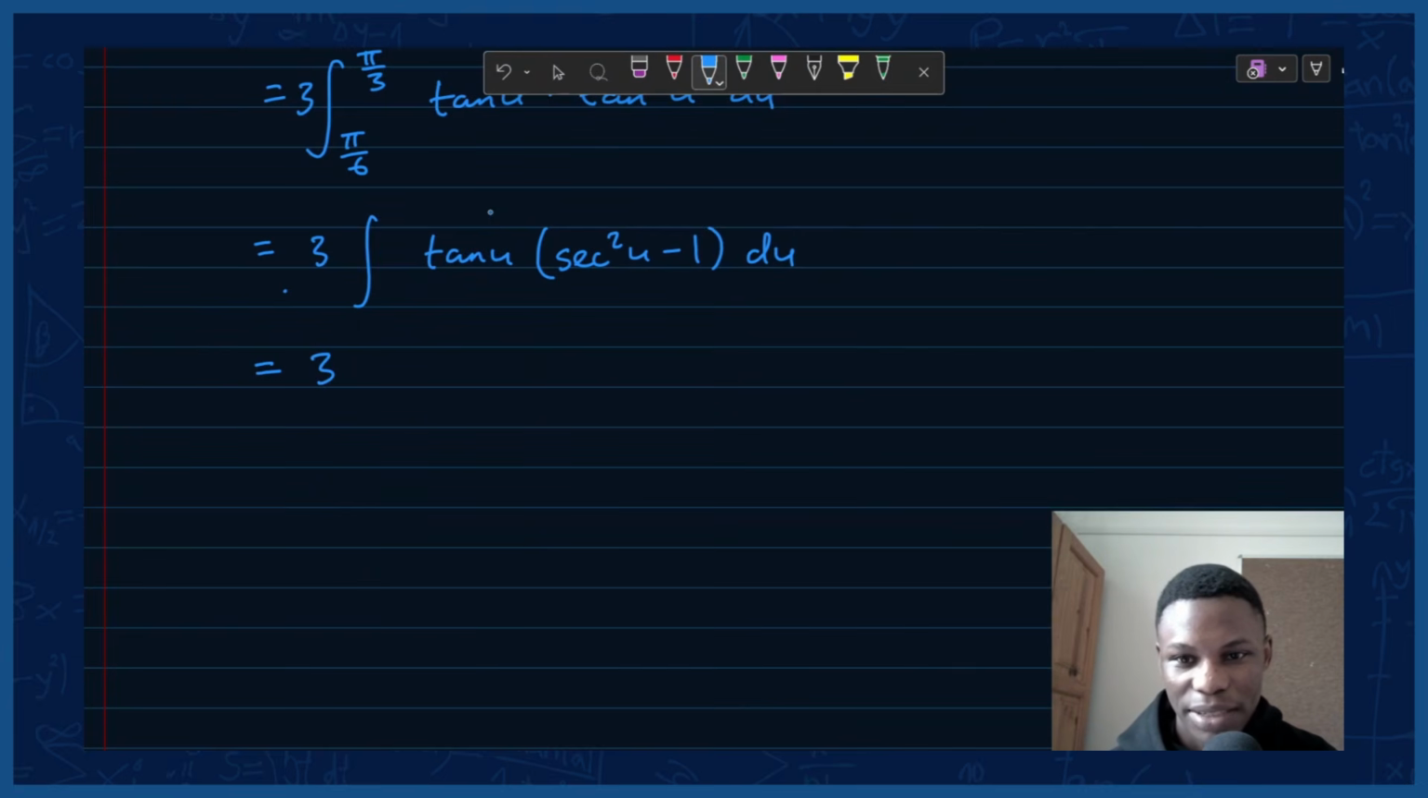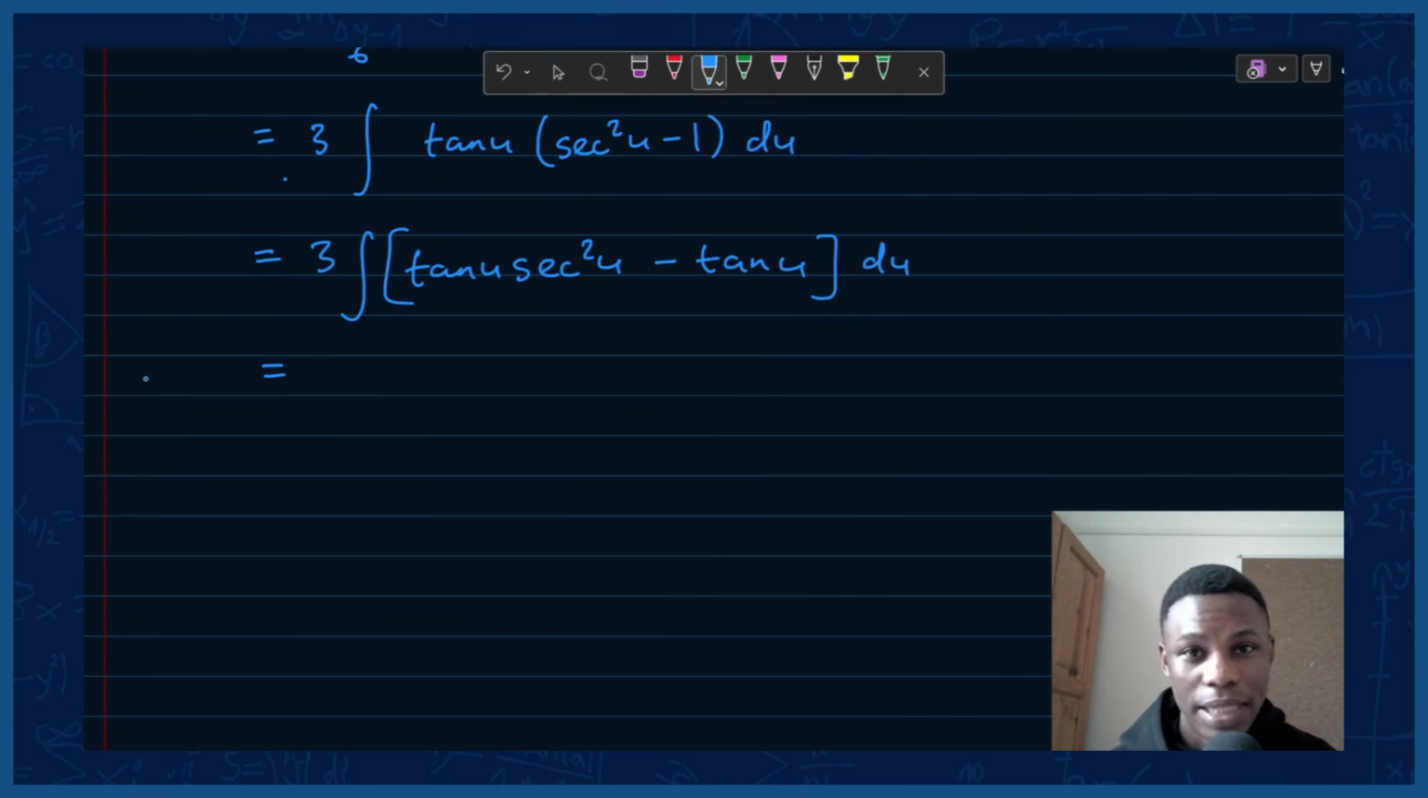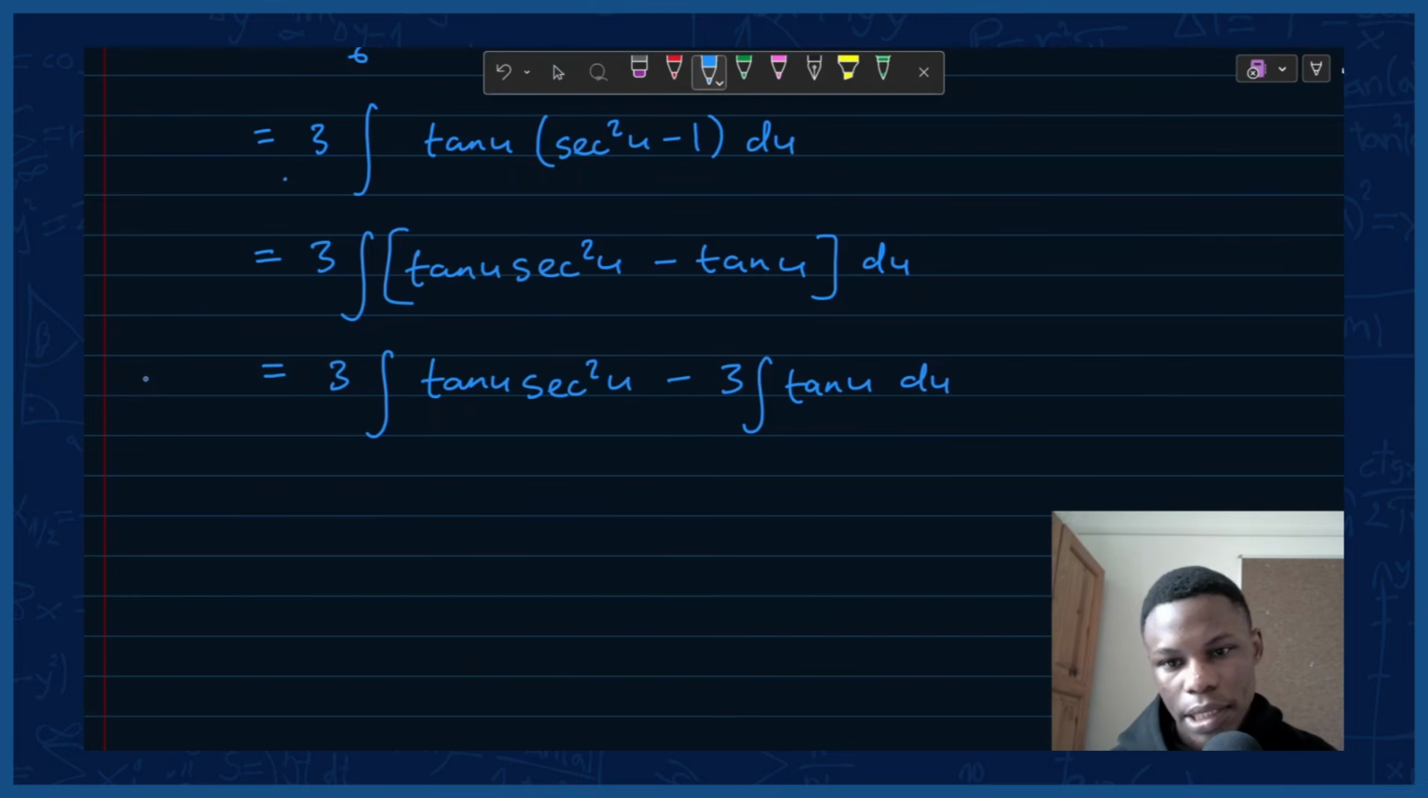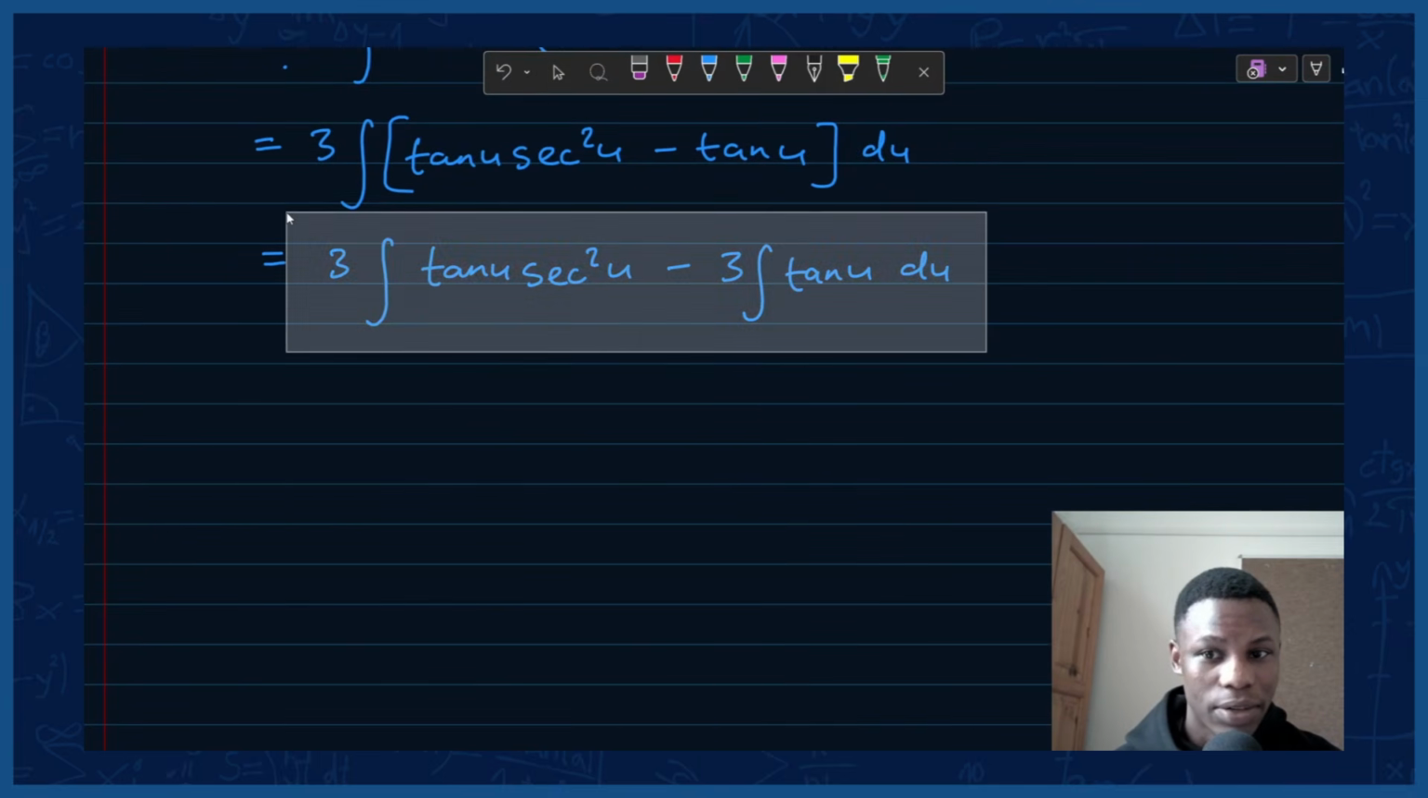For starters, we can just probably expand that. That's tan u sec squared u minus tan u. All of this is with respect to u. I think I'm going to write this as 2 separate integrals, which will make sense in a second. So 3 times the integral of the first part, tan u sec squared u, minus 3 times the integral of tan u du. It may not be so obvious now, but we do know how to integrate both of these things.